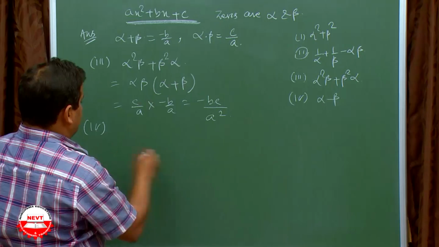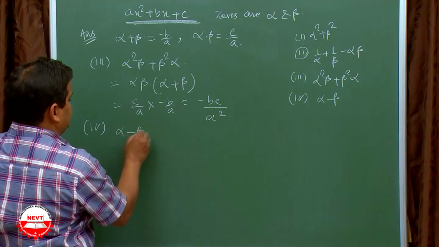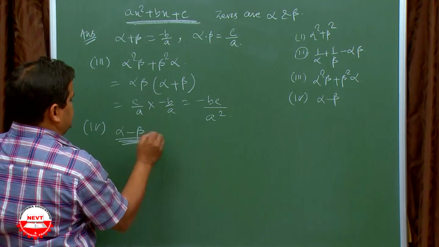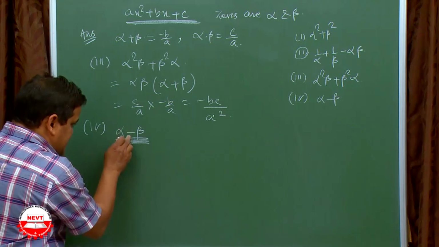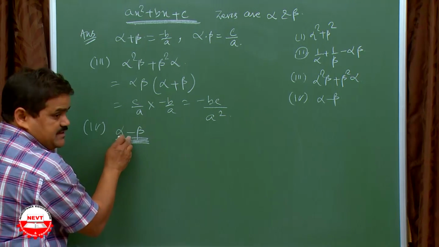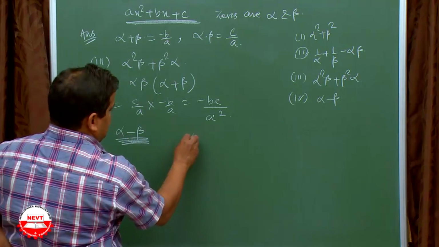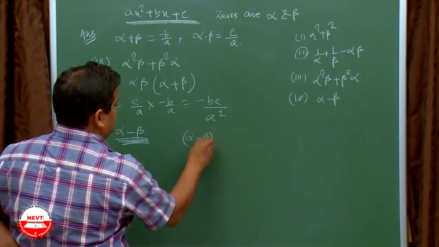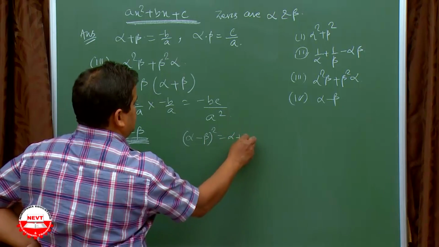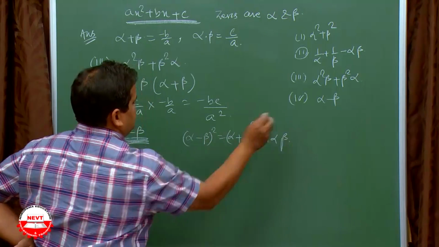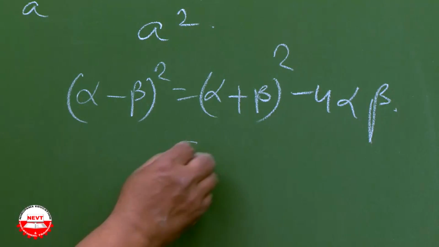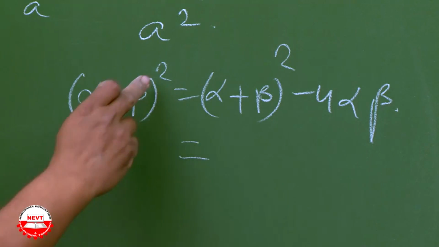Last part, alpha minus beta. To find this value, do one thing. You don't know that directly, no formula is there. So we can write alpha minus beta whole square is equal to alpha plus beta whole square minus 4 alpha beta. It's okay. So simply find the answer, then take the square root of this.